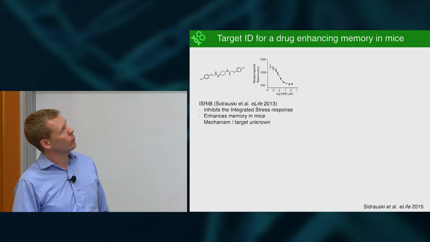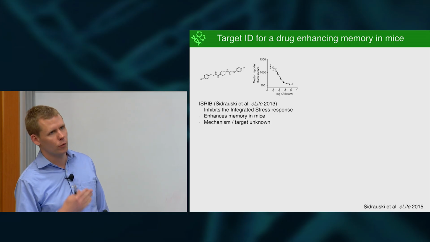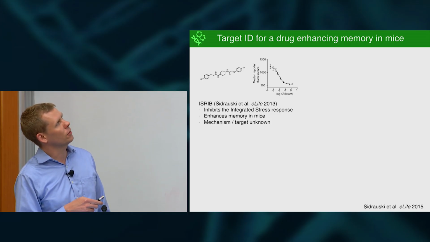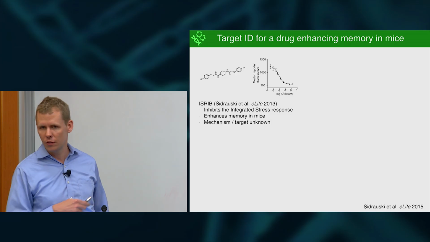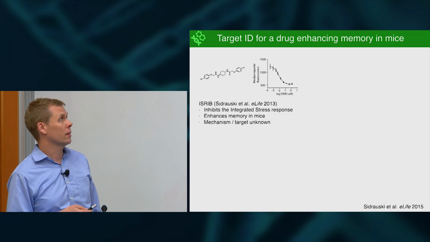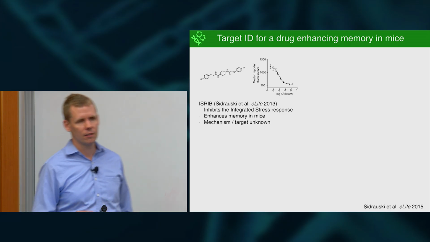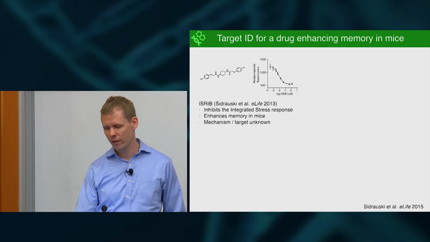There is a fluorescent reporter for this response. I won't go into details, but basically, if you activate stress in the cells and you monitor the levels of this fluorescent reporter, you can suppress the reporter in a dose-dependent way using this compound. The compound had very interesting properties. For example, it can enhance memory in mice, but the cellular mechanism and the actual target of this compound was unknown at the time.